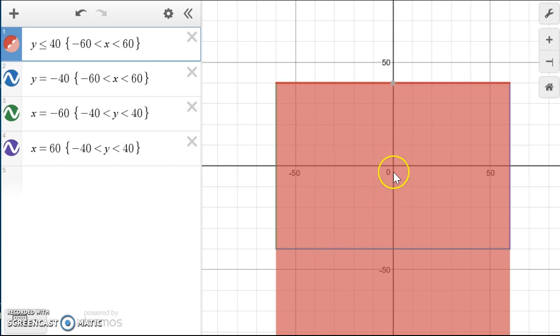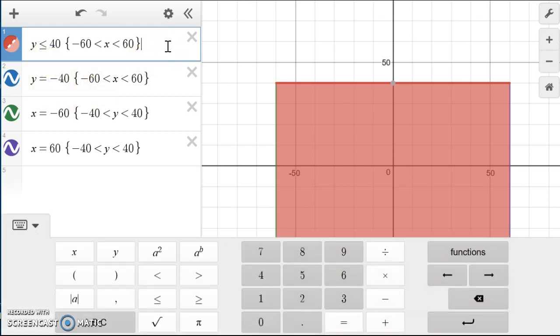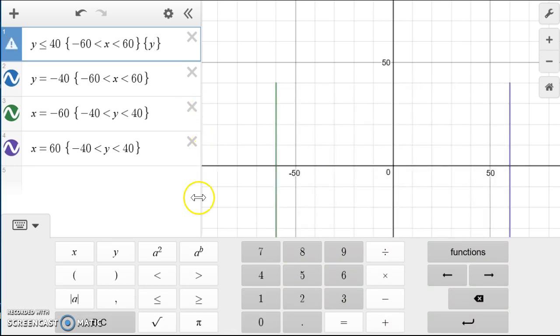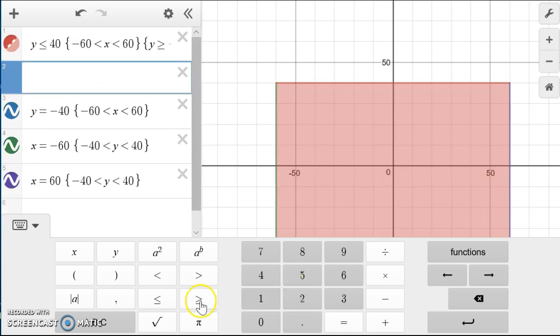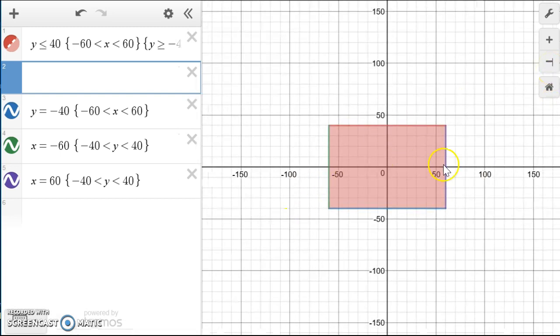So we need to know the y value of the blue line so that we can limit it. If this value is 0, we know that the blue line is y equals negative 40, because that's what's stated here. So we have to add another constraint where y is bigger than or equal to negative 40. By adding another constraint, we can clearly see that the box is being colored.